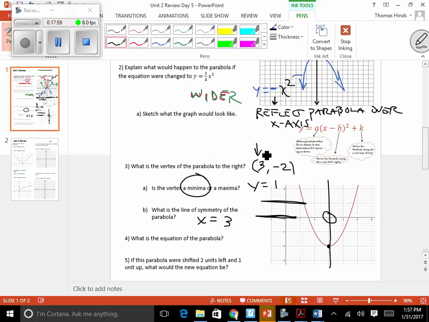Sure. If you've answered already, don't answer. Let me see if I can get some extra people in. Let's see. We moved this thing to the right and we moved it down. Can someone tell me what's going to be in the parenthesis with the x? Plus or a minus something?